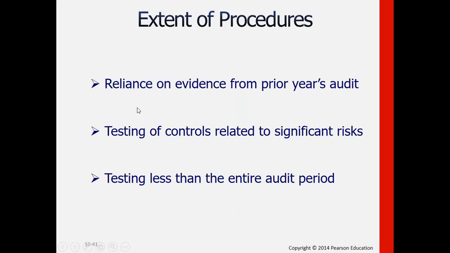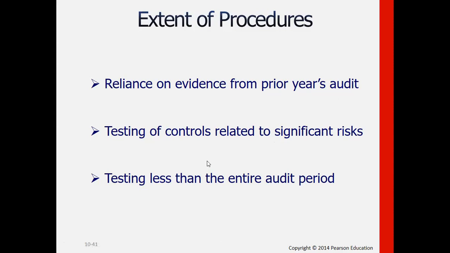Then extent, meaning how deep our auditing and examination of documents, for example, or investigation or inspection would be. So the extent would be dependent on our reliance on evidence from prior year's audit. So if we rely highly on the evidence from prior year's audit, therefore, we can perform little in the current year. Then testing of controls related to significant risks would be important, such that if we have evaluated and tested prior and then evaluated later on that the controls are, of course, effective and efficient, we can minimize the procedures that we are to perform.